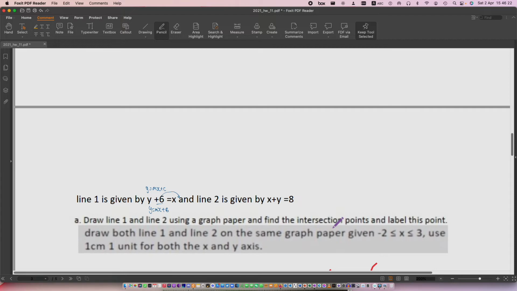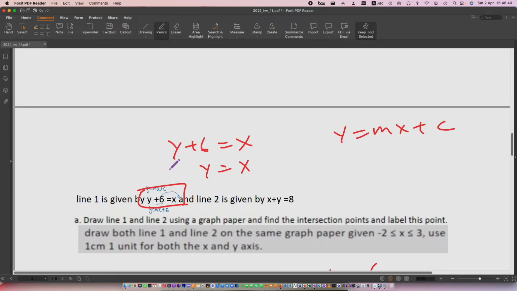y equals mx plus c. This is y plus 6 equals x. So y is equal to what's the first line? y equals mx plus c. Yes, you need to change it to this format. So what is this format? Change. y equals x minus 6. Okay, good. Where is your x? y equals x minus 6. Which line is your y equals x minus 6?